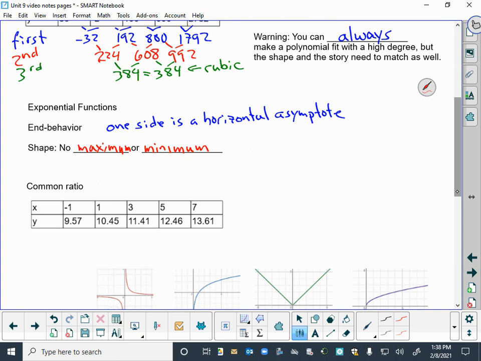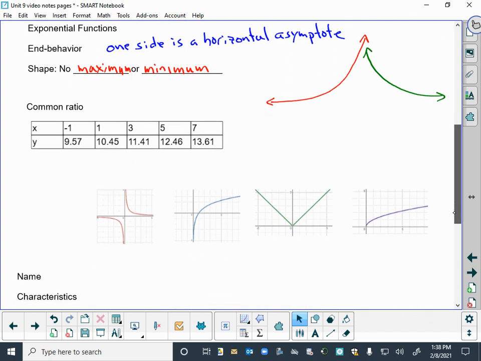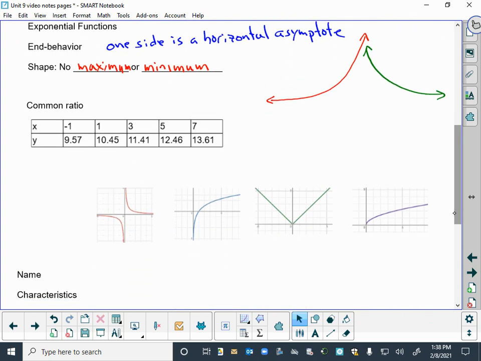All right, we're accustomed to this kind of shape, right? Or this kind of shape. And one side goes off to infinity, and we can reflect it, and it could go the other way as well, but one end behavior is toward infinity, the other end behavior is a horizontal asymptote. Exponentials, we also talk about these separately because they have this characteristic called a common ratio.